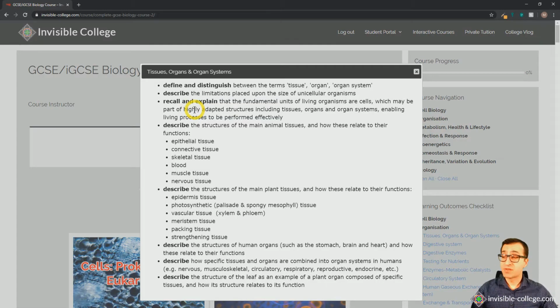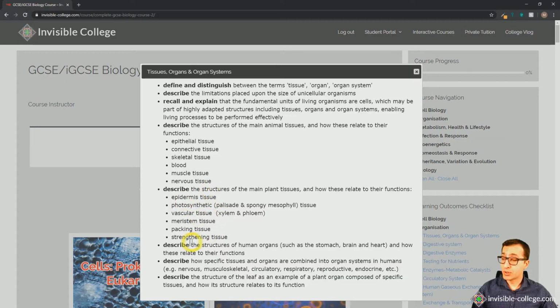We will then go on to look at the way in which cells are organised into the most important types of animal tissues and also plant tissues. We're going to be looking at the main types of animal tissue, the specific specialised cells that make up those tissues, and relating the structure of those tissues to their functions. We're going to do the same for the most important types of plant tissues as well.